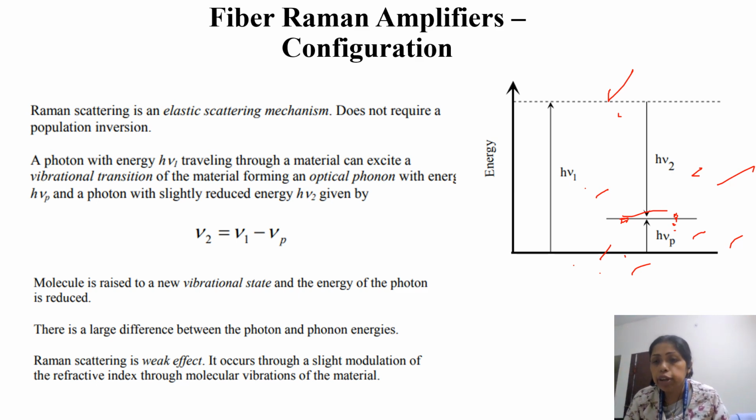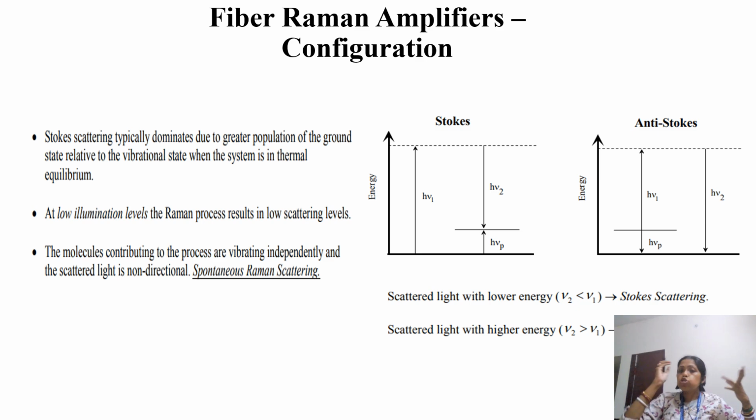Okay. Now, two different scattering mechanisms are available. One is the Stokes scattering mechanism, and another is the anti-Stokes mechanism. In the case of the Stokes scattering mechanism, the scattered light wavelength will be longer than the excitation light wavelength. And in the case of the anti-Stokes, the scattered light wavelength will be shorter as compared to the excitation wavelength. So in these two diagrams, you can see one is the Stokes diagram, one is the anti-Stokes diagram. In the Stokes diagram, nu 1 is the incident frequency, and nu 2 is the scattered frequency.